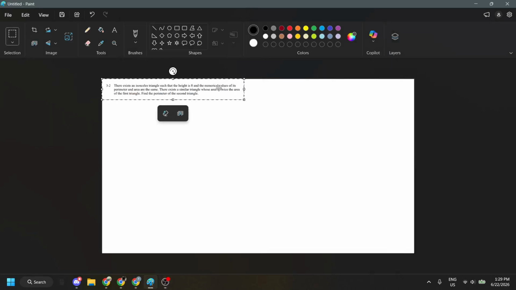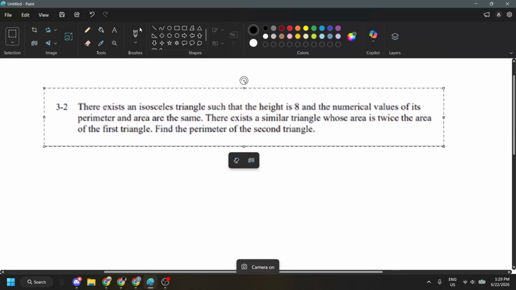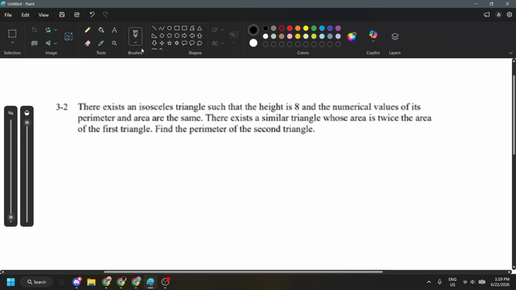Okay, let's try this problem. There exists an isosceles triangle such that the height is 8 and that the numerical values of its perimeter and area are the same. There exists a similar triangle whose area is twice the area of the first triangle. Find the perimeter of the second triangle.